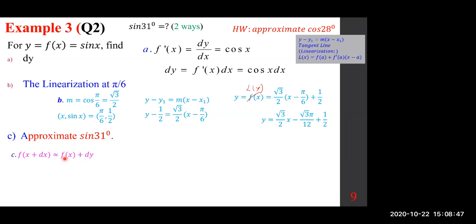So what is f of x? You replace it with f of x, which is sine x. What about dy? Let's go back here. We found dy in part A, so put it here. Now, it's important to understand in this case, x is 30 degrees and dx is 1 degree.